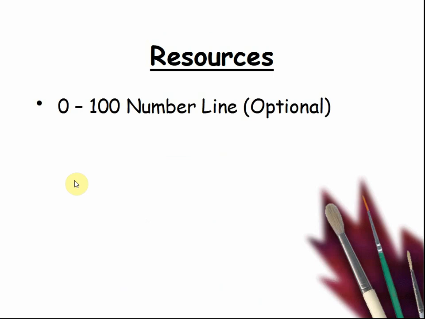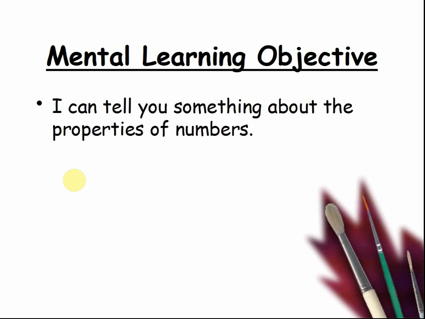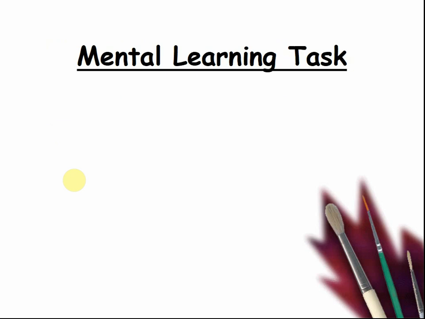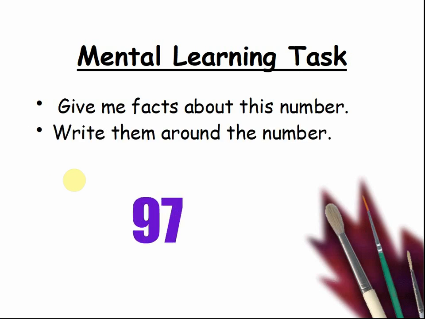Resources: 0 to 100 number line, optional. 100 grid, again optional. Mental learning objective: I can tell you something about the properties of numbers. Mental learning task: give me facts about this number. Write them around the number. Pause the video until you have finished the activity.